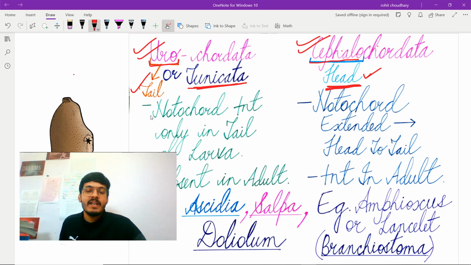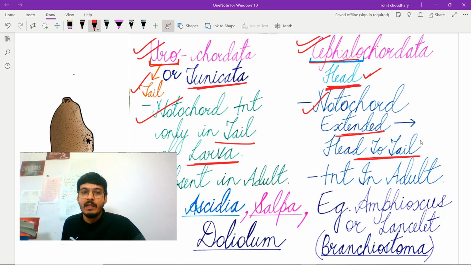Let's compare the characteristics of urochordata and cephalochordata. In urochordata, notochord is present only in the tail of the larva, but in cephalochordata, notochord extends from head to tail. In urochordata, the tail is absent in the adult, but in cephalochordata, the tail is present in the adult. Examples under urochordata are ascidia, salpa, and doliolum.